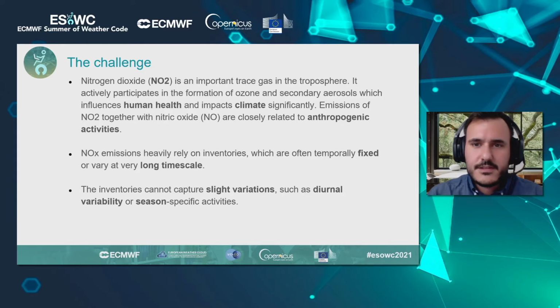These inventories have in particular two principal caveats. The first one, they are fixed or vary at a very long time scale. And the second one, they cannot capture slight variations such as diurnal variability or season-specific activities, for instance, traffic or burning crop.